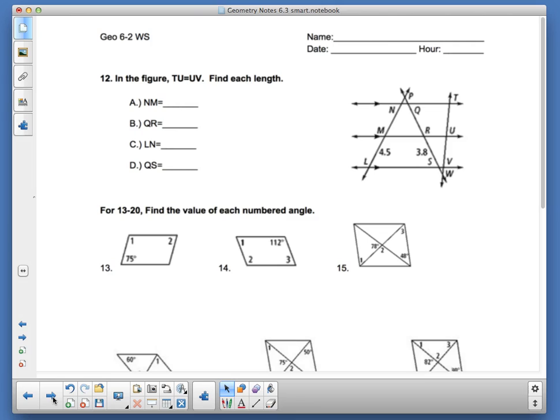So when I'm looking at 13, I get angle 1 is 105, angle 2 is 75. 14, angle 1 is 68, angle 2 is 118, angle 3 is 68. You've got to make sure you know what's going on with these.